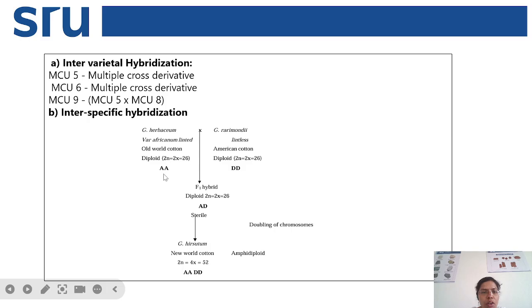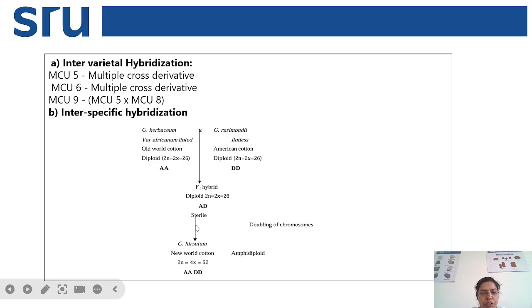Here the genome for Gossypium herbaceum is AA, whereas Gossypium raimondii is DD. So when we cross, we get the F1 hybrid, which is diploid, 2n equal to 2x equal to 26. Here the genome will be AD. Generally the F1 hybrid is sterile.